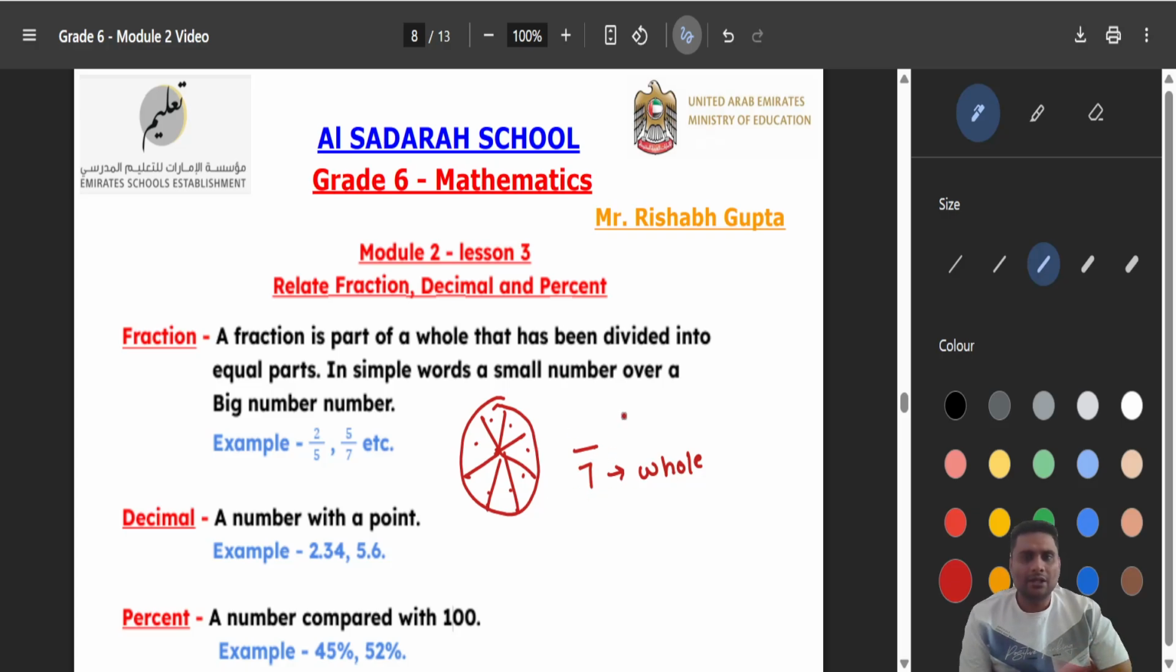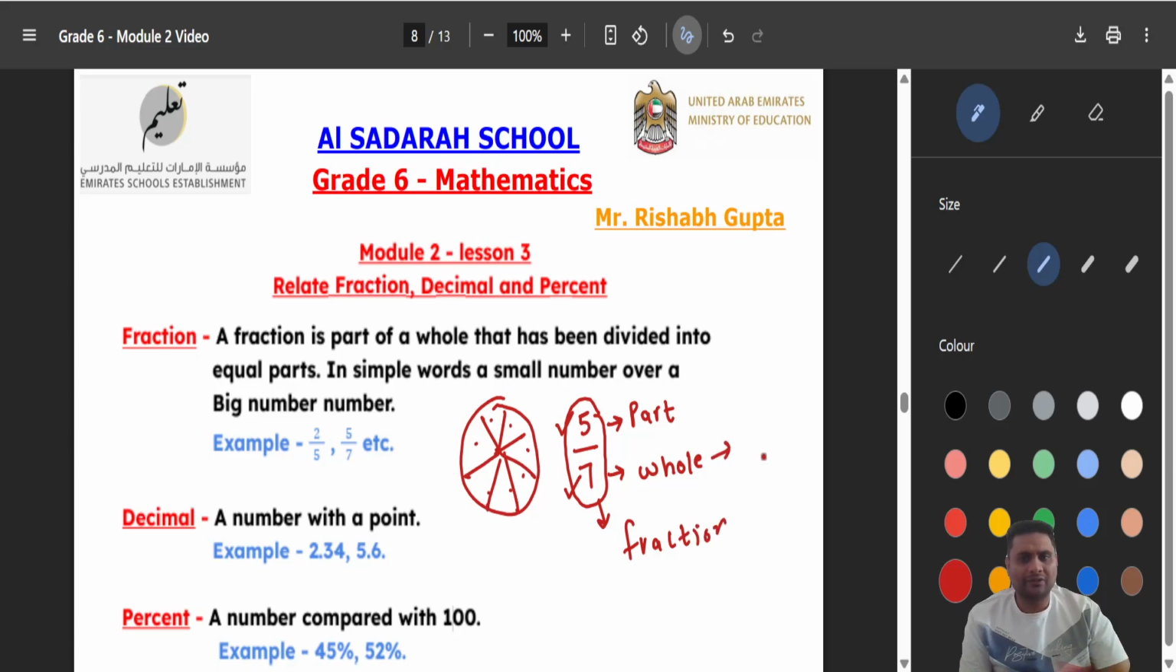7 slices. Now Muhammad was very hungry, so he ate 5 slices. He ate how many slices? 5 slices. Now this 5 is a part of the whole, a portion of the whole, right? So we call it part. If I want to write it in fraction form, I will write it as 5 over 7, that he ate 5 slices out of 7 slices. This is my fraction.